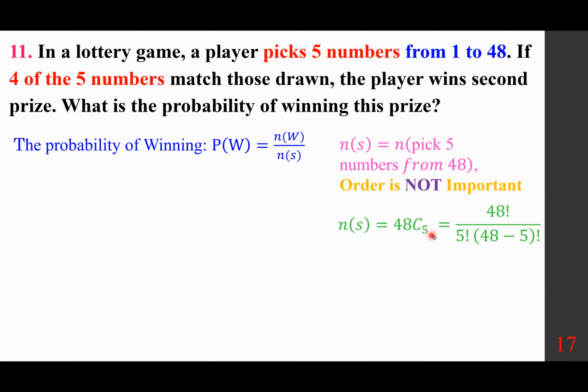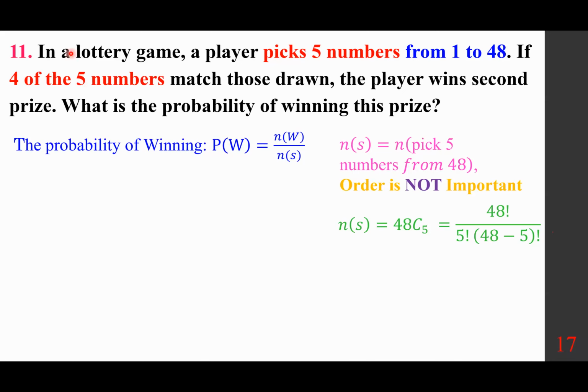And this, of course, you can use a calculator, but n of S uses this formula. Combination of 48 choose 5. That's the denominator. Now, I'm going to go with the numerator. How many ways can we win? We can win as long as we have 4 correct and 1 incorrect.